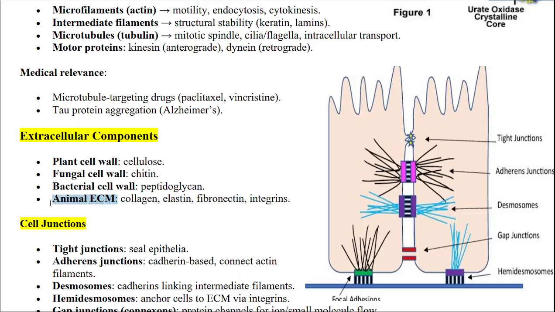What's it made of? It's a complex mix, but key components include strong, fibrous proteins like collagen, which provides tensile strength, and elastin, which provides elasticity or recoil, like in your skin or blood vessels. There are also adhesive glycoproteins like fibronectin, and importantly, cells connect to this matrix via transmembrane proteins called integrins. Integrins physically link the internal cytoskeleton to the external ECM, bridging the inside and outside worlds.